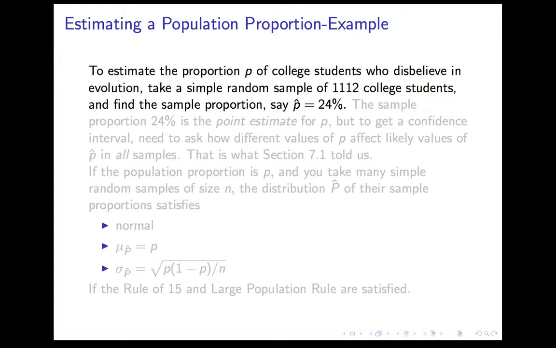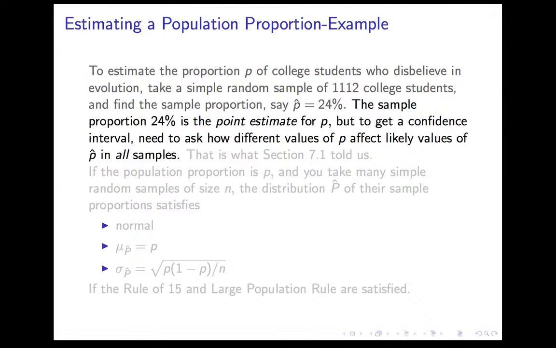So the starting point will be a categorical variable, and let's start with an example. Suppose we're interested in the proportion of all college students who disbelieve in evolution. To explore that, we're going to take a simple random sample of 1,012 college students, and find the sample proportion, the percentage of that sample who disbelieve in evolution, and let's say that we get 24%, or 0.24. As we said last time, the sample proportion, 24%, is the point estimate for p. It is the best guess based on the sample of what p should be.